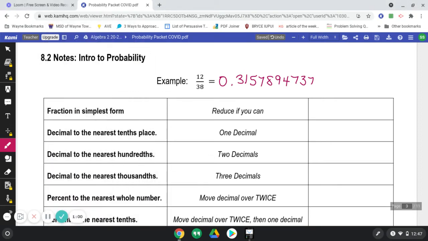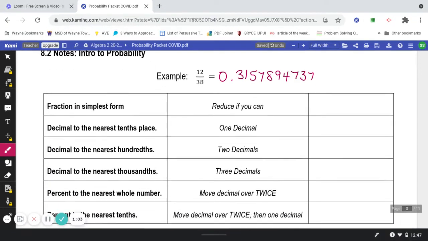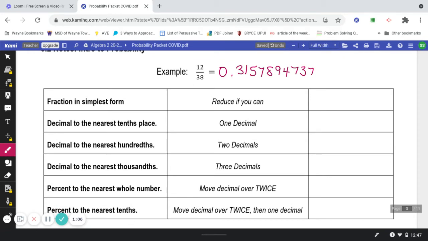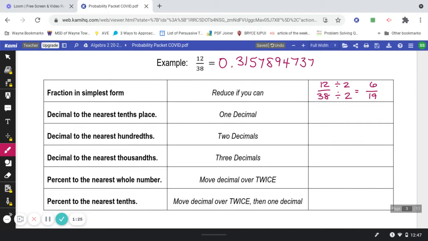All right, and then we're going to do each of what these say. So first thing they want us to do is write it as a fraction in simplest form, which just means you reduce if you can. So take the fraction 12 over 38, and you can reduce that by dividing the top and bottom by 2, getting you 6 over 19. If it asks for a decimal to the nearest tenths place, that means that's going to be 1 decimal place. So we look at the 3, and because the 1 is small, meaning 4 and under, we leave it as 0.3.